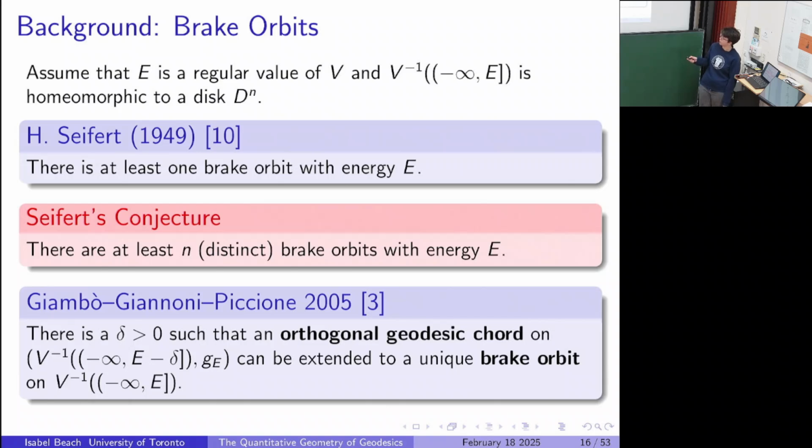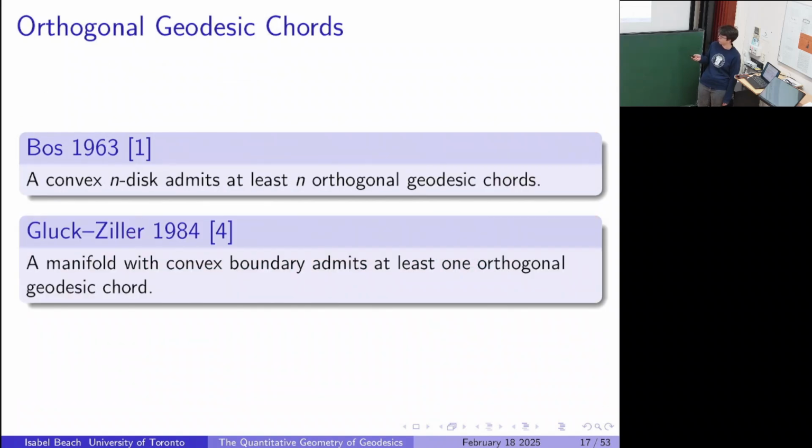I'll point out that there's interest in telling when these brake orbits exist and if there are n of them. Seifert proved that if your sublevel set is an n-dimensional disk, there's going to be at least 1 brake orbit. Then he conjectured that there are at least n distinct brake orbits of energy E. And Giambò, Giannoni, and Piccione proved, in fact, that Seifert's conjecture does indeed hold, using an argument about counting orthogonal geodesic chords. So that's just a little bit of motivation. We're not going to worry about the brake orbits motivation, but we're just going to talk about chords.